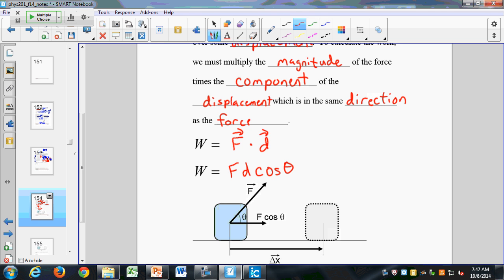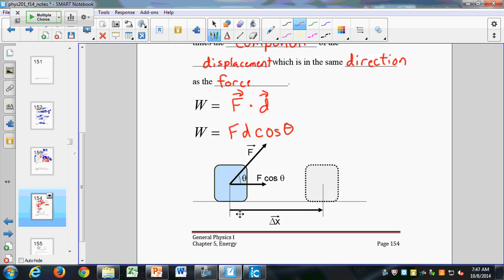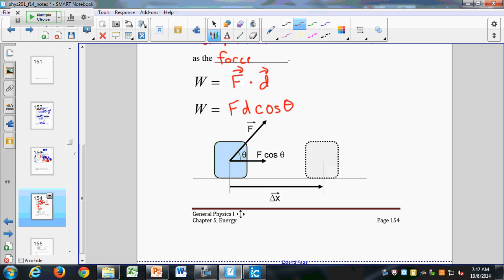So say, for example, I had this object that's being moved by a force over a certain distance. This would be like me pulling on this object, except instead I'm pulling up at an angle. So that's the force that I'm applying here. Now there's an X and a Y component to that force. There's an X component that moves along this direction, and a Y component that moves in this direction.